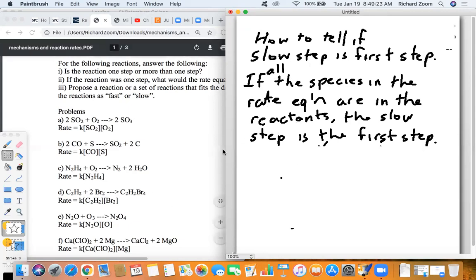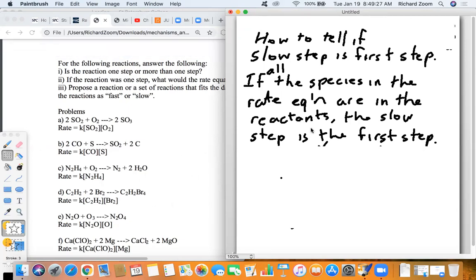All right, aren't those both considered reactants though? They are, but they're on the first side of the equation. They are, but look at the wording of the thing here. It says all species in the rate equation. This is the rate equation, and N2H4 is in the rate equation. Is it in the reactants? So is N2H4 a reactant? That's the only question we're asking. And if it is, then the slow step is the first step. That's all we're asking. Is this a reactant?